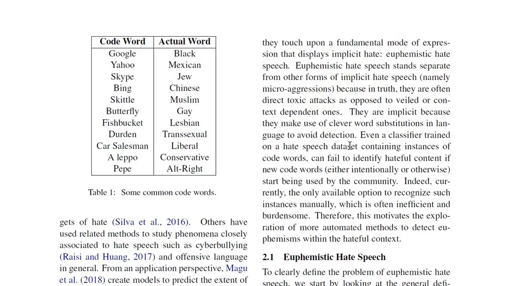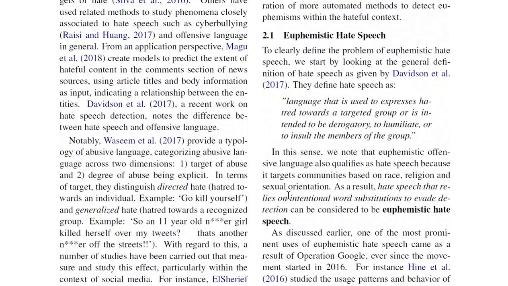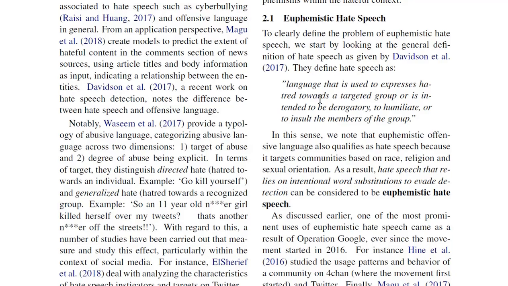Even a classifier trained on a hate speech dataset containing instances of code words can fail to identify hateful content if new code words, either intentionally or otherwise, start being used by the community. Indeed, currently the only available option is to recognize such instances manually, which is often inefficient and burdensome. Therefore, this motivates the exploration of more automated methods to detect euphemisms within the hateful context. So 2.1 is euphemistic hate speech.